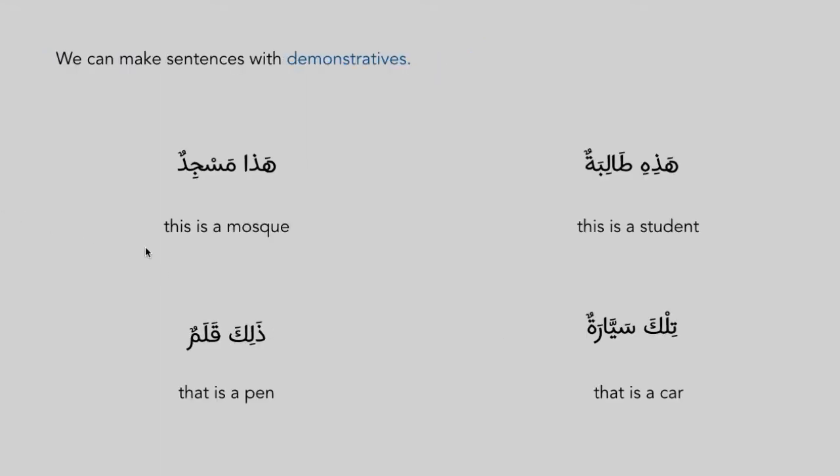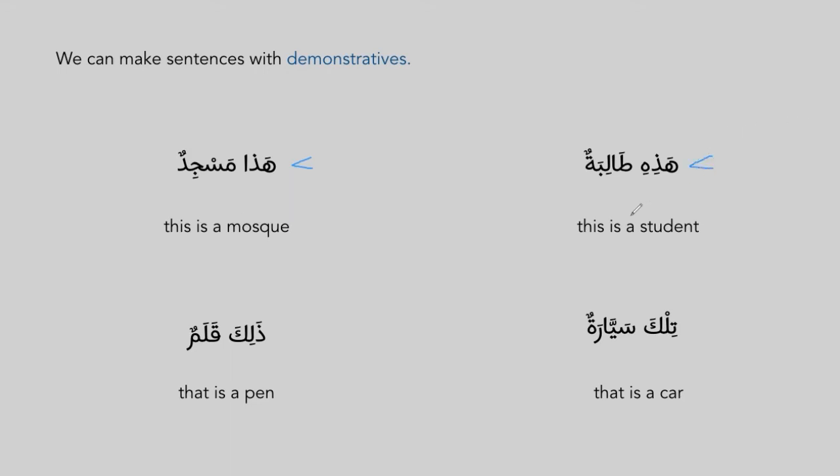Let's have a look at some examples of demonstratives used in sentences. This is really the simplest Arabic sentence, the kind most students start off with at the very beginning, because you've got a demonstrative and a noun. هذا مسجد. This is a mosque. Because of definite and indefinite, we've got the definite هذا followed by the indefinite مسجد. We don't need any verb to be. We just say this, a mosque, and that's a full sentence.